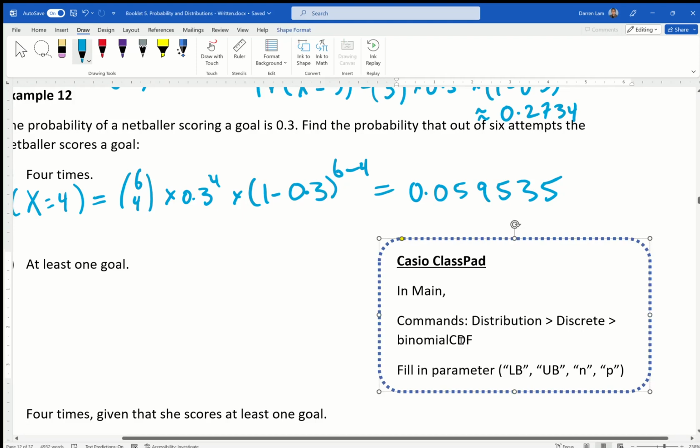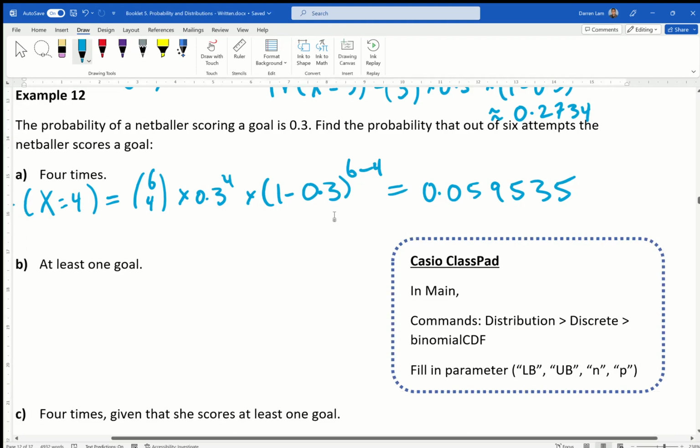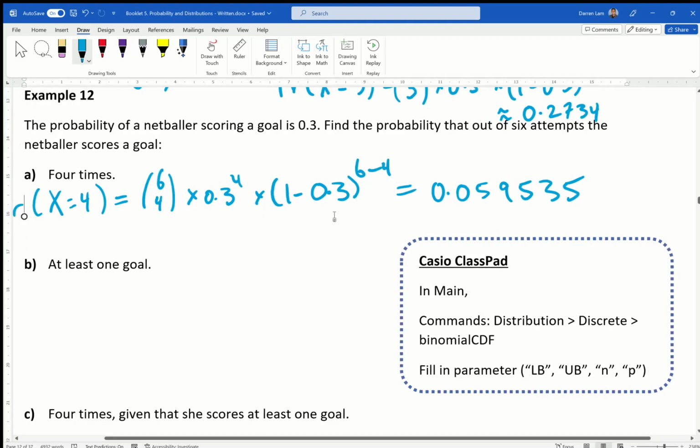Yeah, so the one we went through just then was PDF because it's a singular value, right? And this one below it says at least 1 goal. So all of a sudden, it's not, well, let's find the probability of it being 4. We're saying, well, it could be 1, 2, 3, 4, 5, 6. That's where a cumulative comes into play, okay? Now, the first thing I'm going to do is show you how to do it without that function, and then we'll go through it, okay?